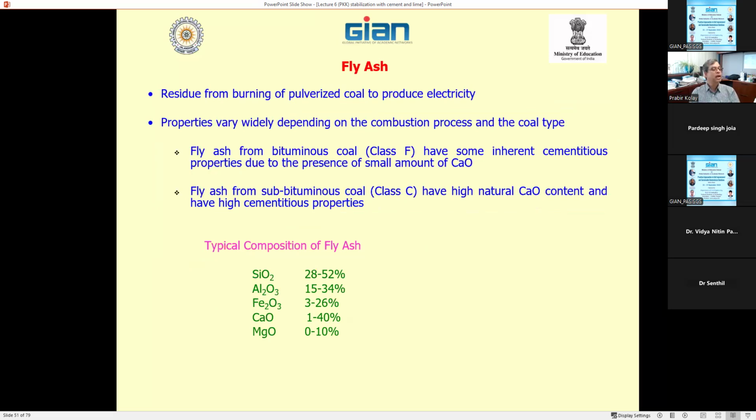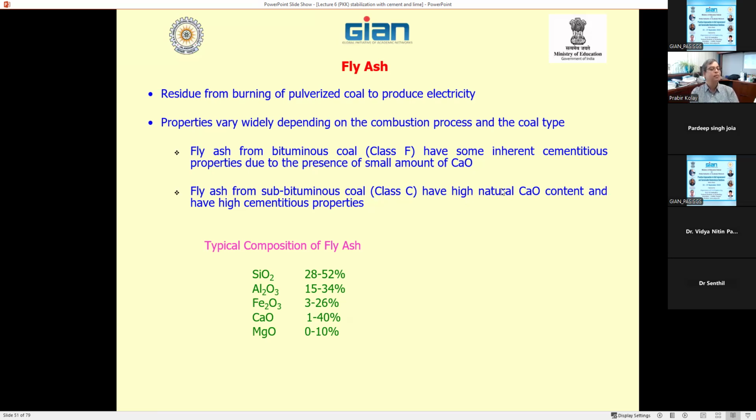There are two types of fly ash you need to know: class F and class C. Class F is pozzolanic; it has less CaO. But class C fly ash has more CaO, so it has more calcium. We need more calcium, right? Because cement and lime contain more calcium. So if you want to use fly ash, it is better to use class C fly ash, which is much more reactive.